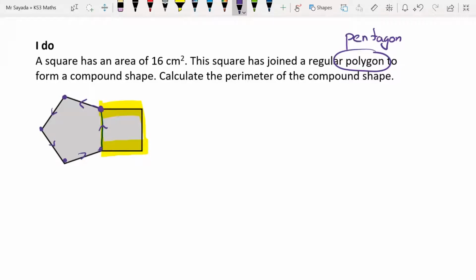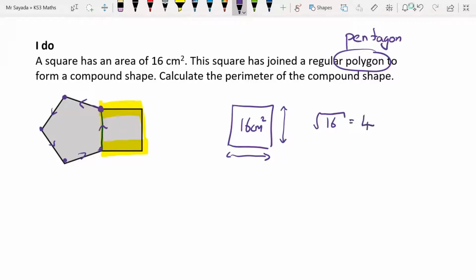Okay, so I'm told that the square has an area of 16 centimeters squared. So this has an area of 16 centimeters squared. From that, I can work out the length of each side. Each side must be the square root of 16, which is 4. So this side is 4 centimeters, and this side is 4 centimeters.